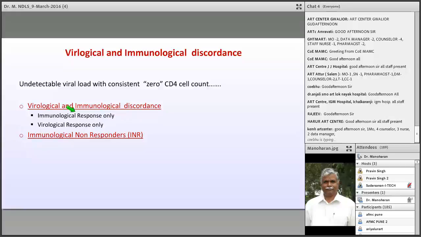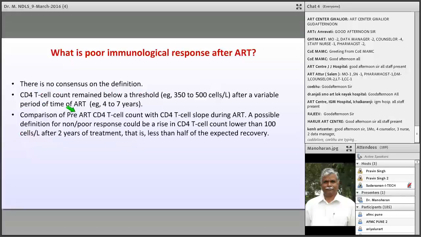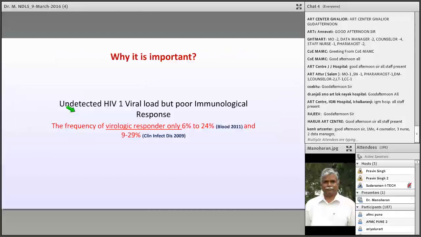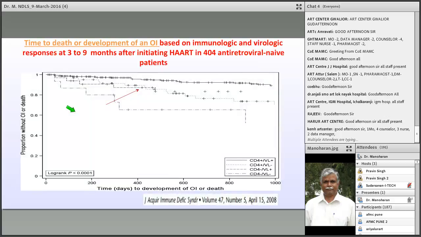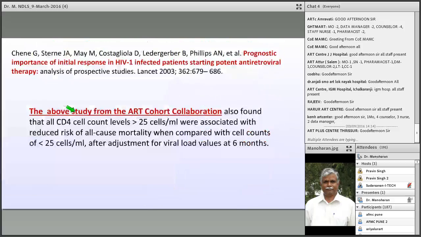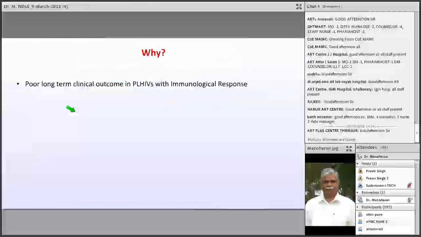So today we are going to talk about only this particular challenge after initiating ART. So what is immunological non-response or what is poor immunological response after initiating ART? There is no consensus on this definition. If you look at the literature, many people give many definitions for this, and if you look at the journal articles, each author has used their own definitions and their own criteria for this.